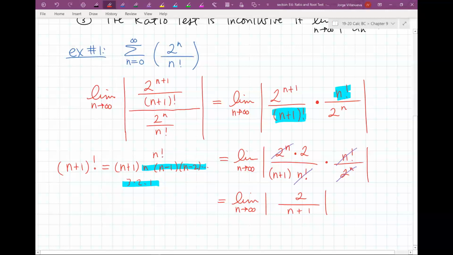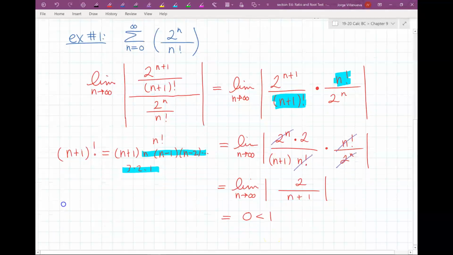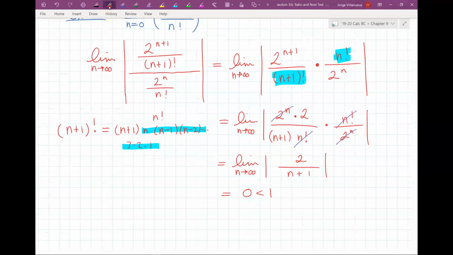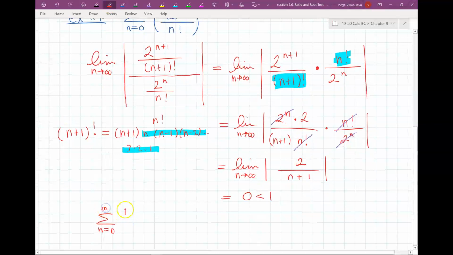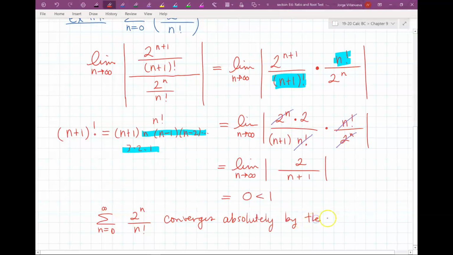So what's my limit? 0, which is less than 1. So what can I say? It converges absolutely, right? So I'm going to write that the sum as n goes from 0 to infinity of 2 to the n over n factorial converges absolutely by the ratio test.